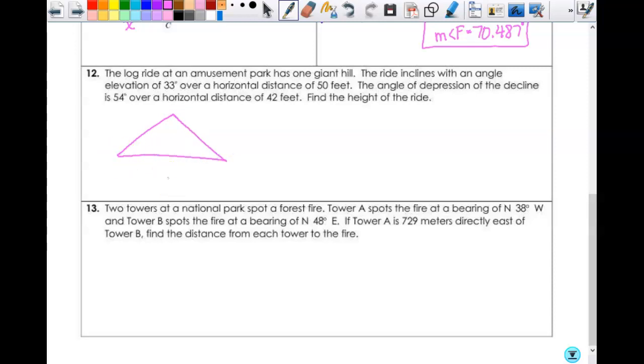So we have an angle of elevation of 33 degrees over a horizontal distance of 50 feet. And then the angle of depression here, which is the same as this one, is 54 degrees over a horizontal distance of 42 feet. Okay. And I want to find the height of the ride. So this whole side right here is 92. Okay.